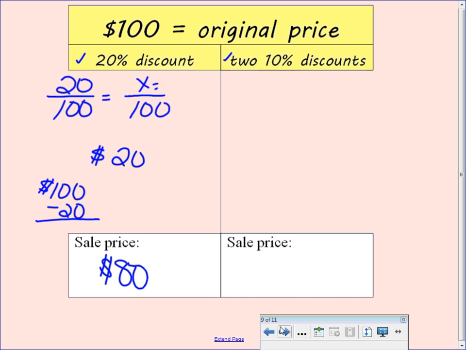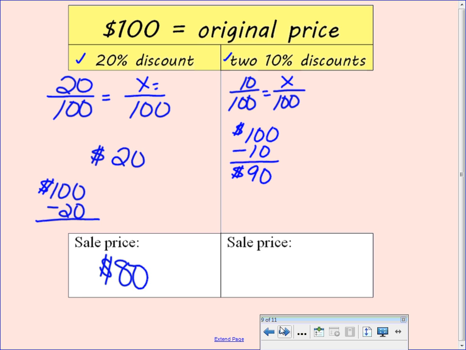Now let's try 10% discounts and see if we get the same thing. So 10% is how much out of a $100 item? $10. So my item is $100 minus a $10 discount, so my price is $90. But now they're going to take my $90 and give me another 10% discount. Woohoo, another discount. How much am I saving with my second discount?